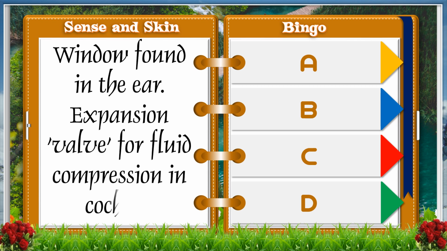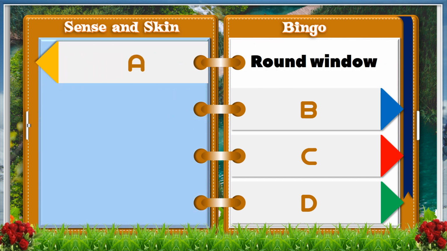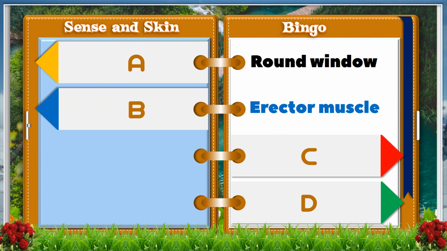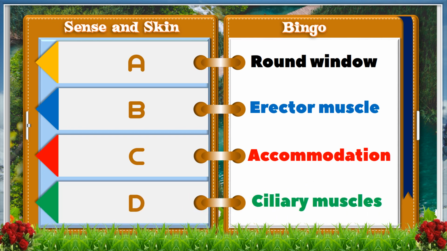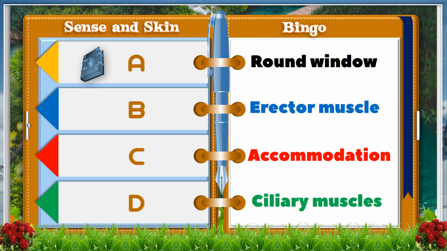Window found in the ear. Expansion valve for fluid compression in cochlea. A. Round window. B. Erector muscle. C. Accommodation. D. Ciliary muscles. And the answer is A. Round window.